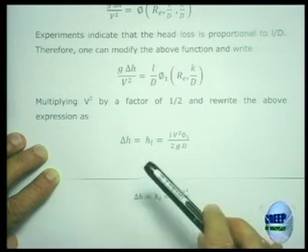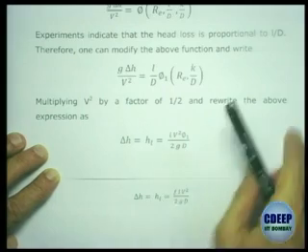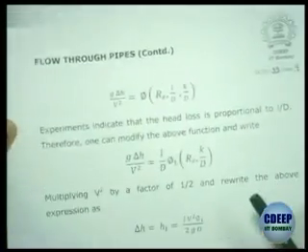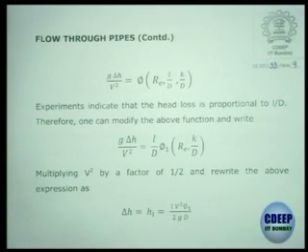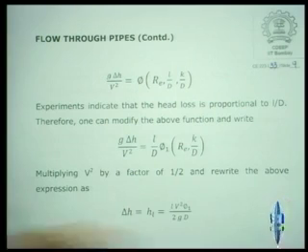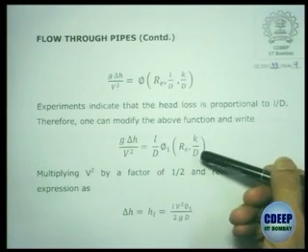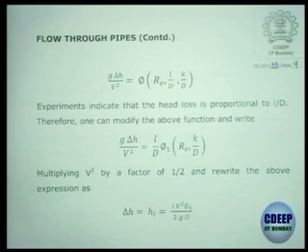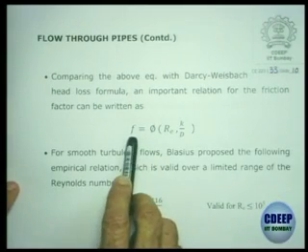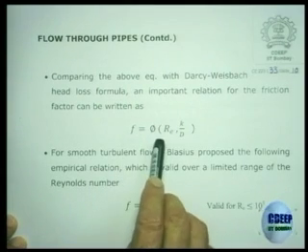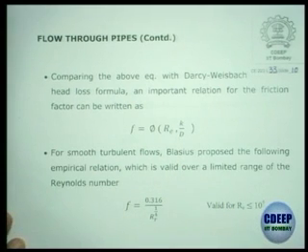So you infer that the friction factor f in Darcy's formula is a function of Reynolds number and the ratio K by D. K by D is called the relative roughness height, because relative to the diameter, how big is this projection height? That is why you call it a relative roughness height. So in general, the friction factor is a function of Reynolds number and K by D. This is a very general statement.